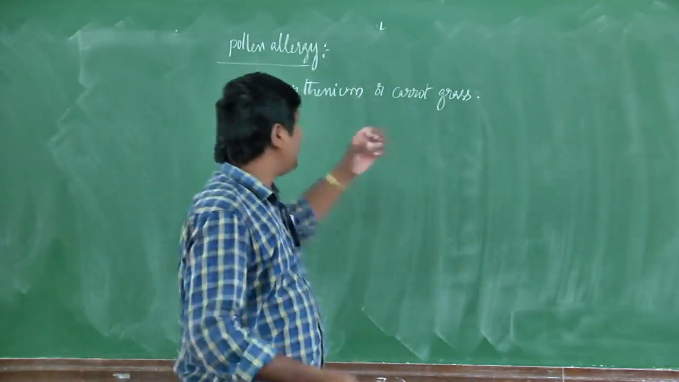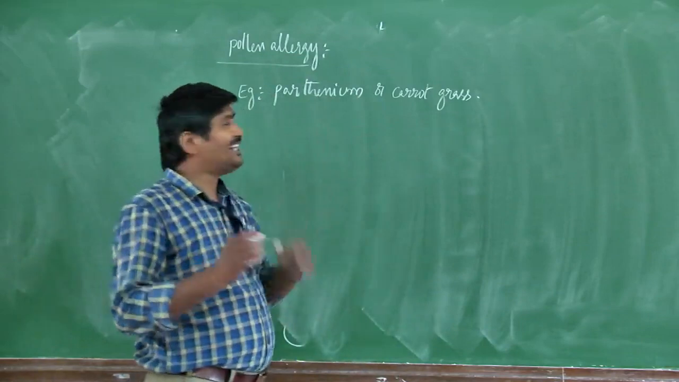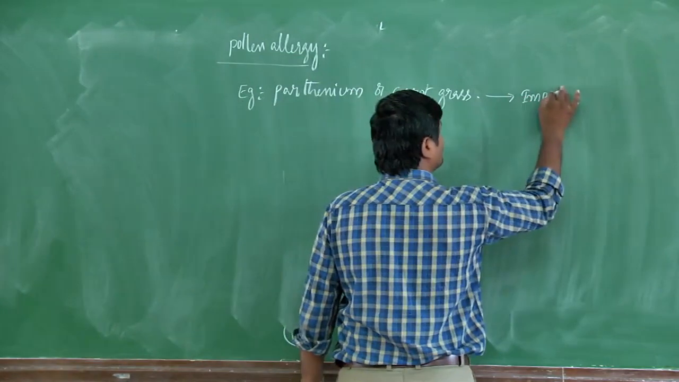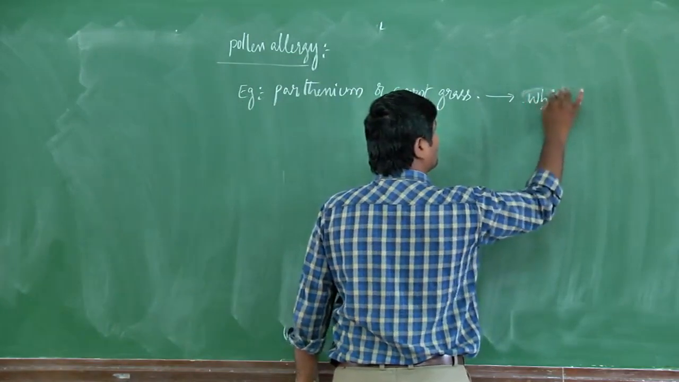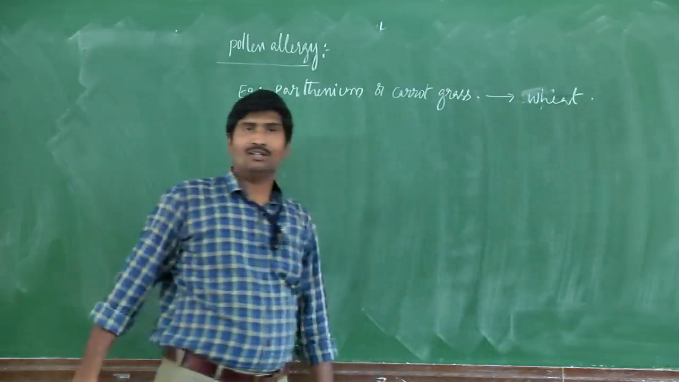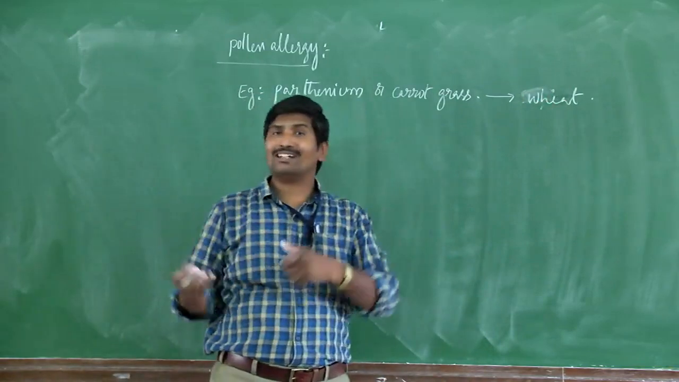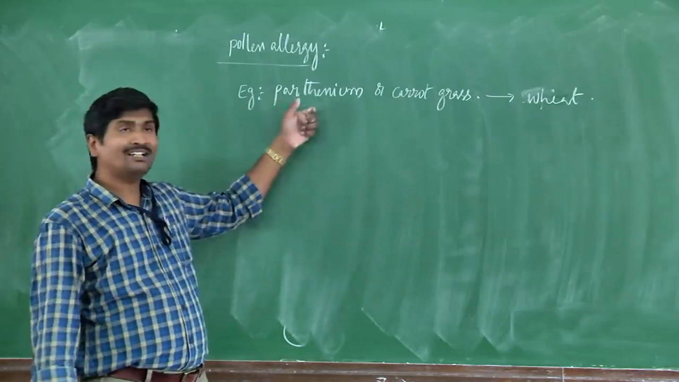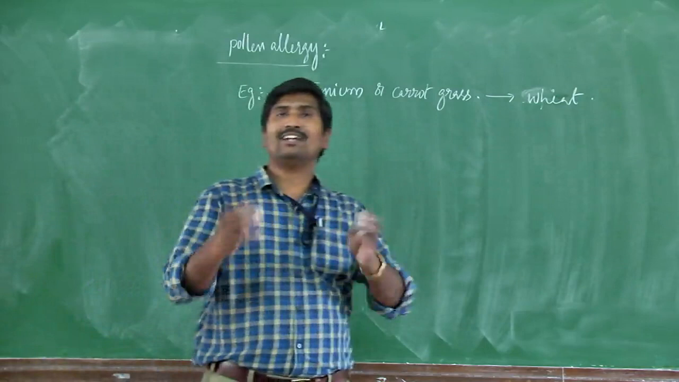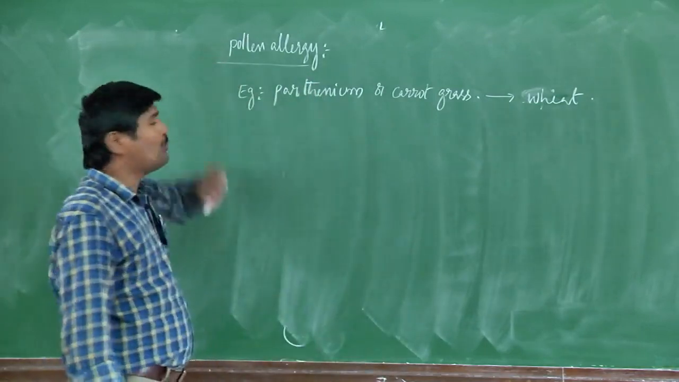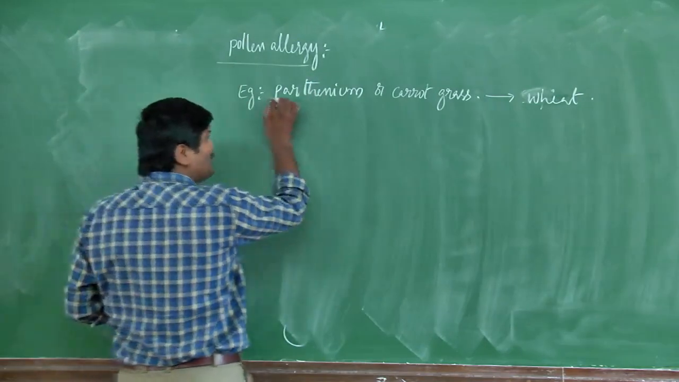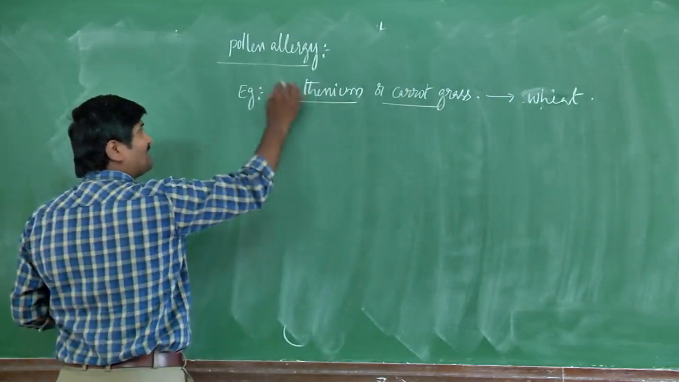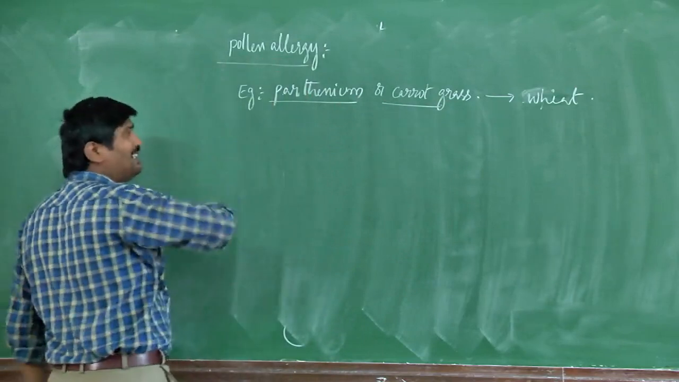This Parthenium came into India with contaminated imported wheat. These wheat varieties are imported from other countries, contaminated with the Parthenium. So that's why the Parthenium first came into India. That is the pollen allergy. What are the other examples here? The Parthenium is one of the examples. The Parthenium causes the pollen allergy.